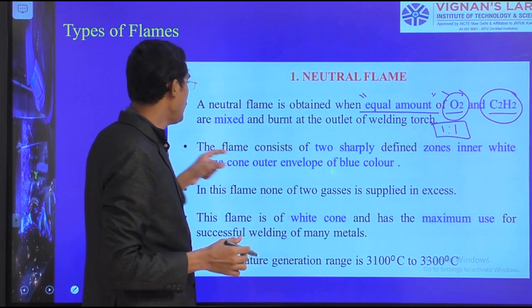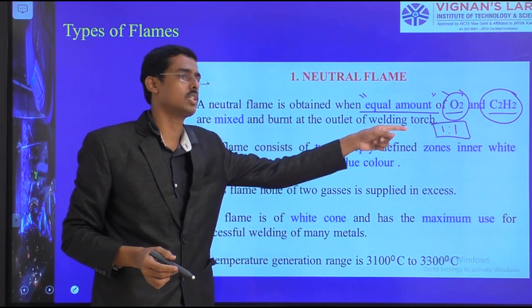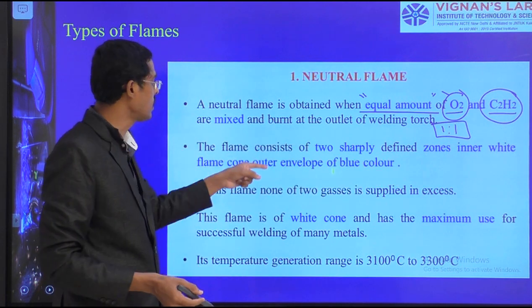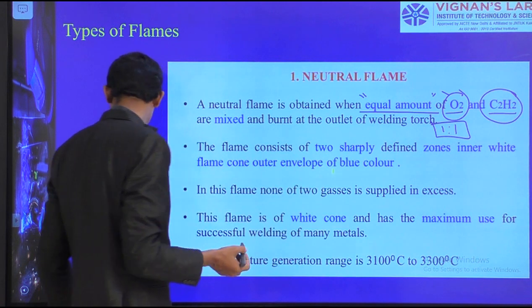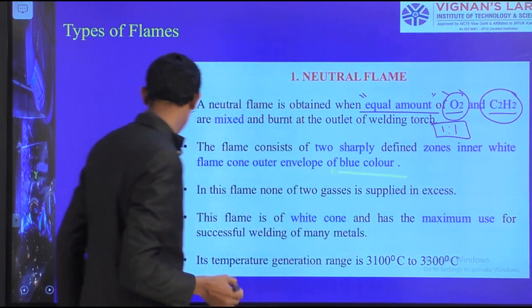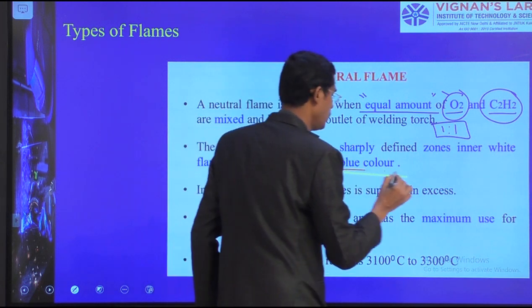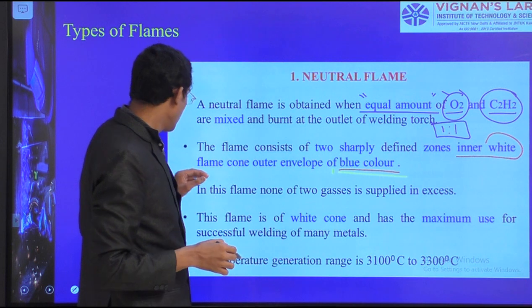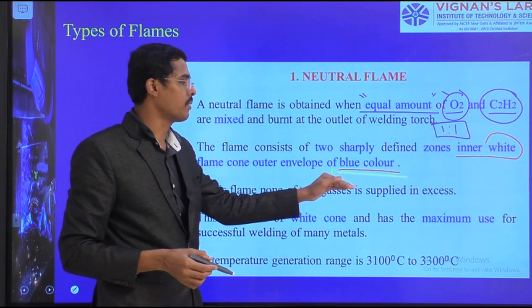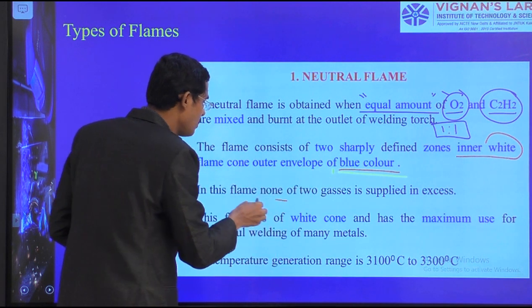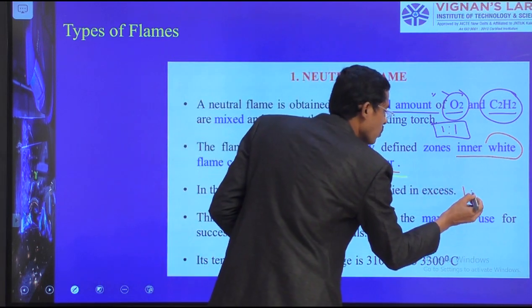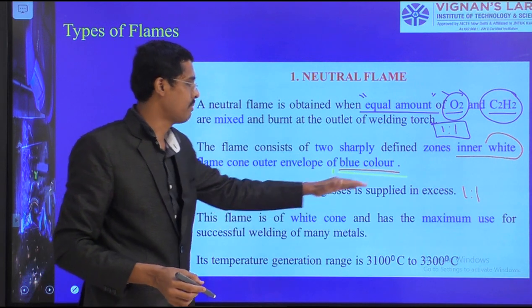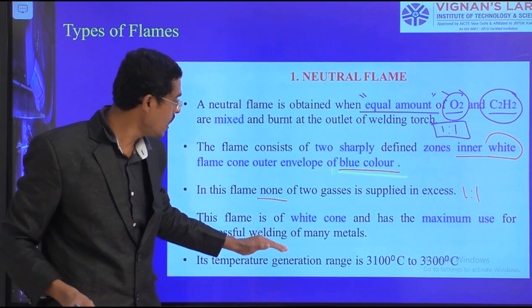That is important. The flame consists of two sharply defined zones: the inner white cone, which we have seen is 3100, and the outer envelope of the blue color. See? So they have neatly given. This one is blue, and the inner zone is white. In this flame, neither of the two gases is supplied in excess, no excess. That is nothing but 1:1 we are supplying. This flame, with its white cone, has maximum use in successful welding of many metals.